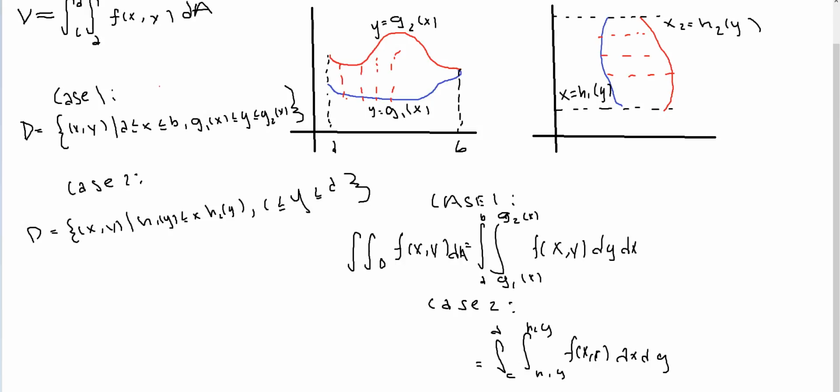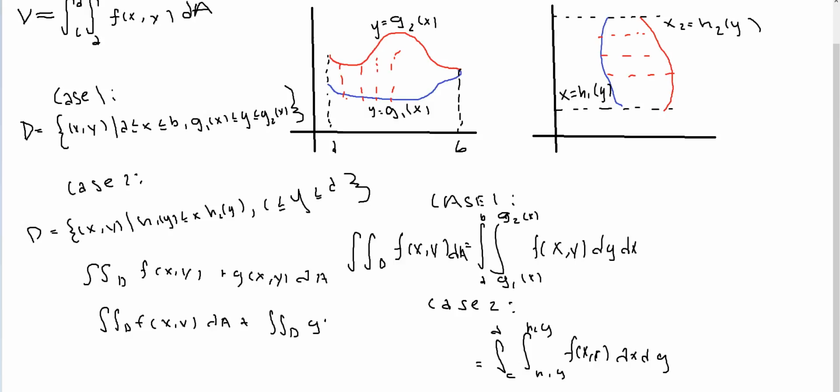Now there are important properties of double integrals that are important to discuss. There is an additive property claiming essentially that the double integral over a region D of f of x,y plus g of x,y dA is separable, meaning that we can take the double integral of f of x,y dA and add that to the double integral of g of x,y dA.